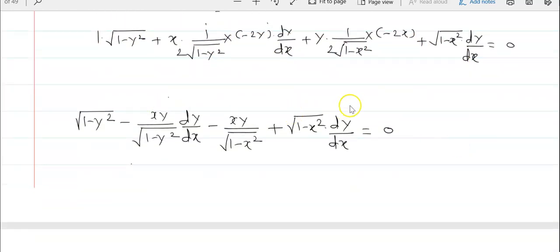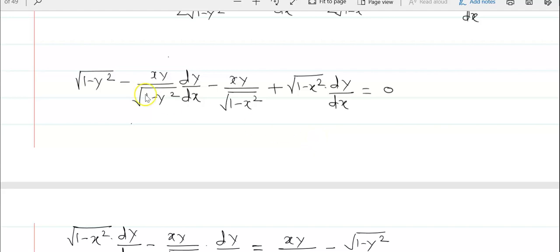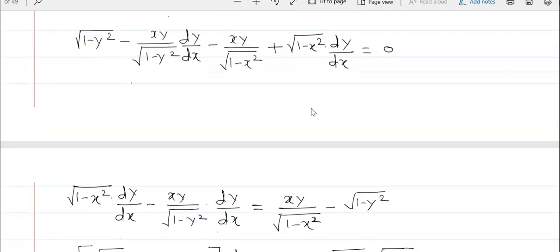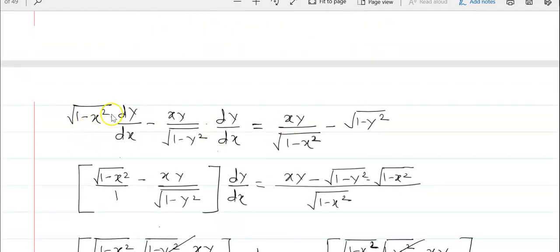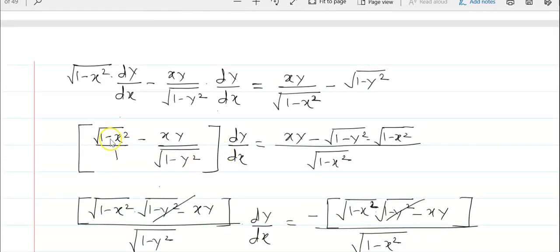Now the next two get cancelled, and simplification. Now collect the terms of dy by dx. This is dy by dx and dy by dx. We are collecting it here. Therefore, root of 1 minus x square into dy by dx minus xy root of 1 minus y square into dy by dx equals xy root of 1 minus y square minus root of 1 minus y square. If we collect the dy by dx, that is root of 1 minus x square upon 1 minus xy upon root of 1 minus y square into dy by dx, minus xy minus root of 1 minus y square, into root of 1 minus x square upon root of 1 minus x square.